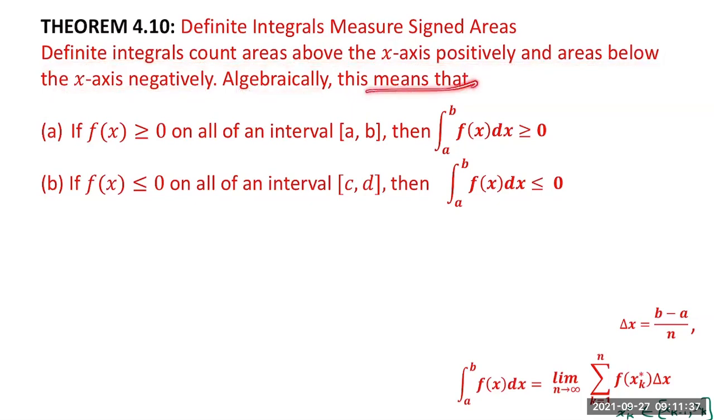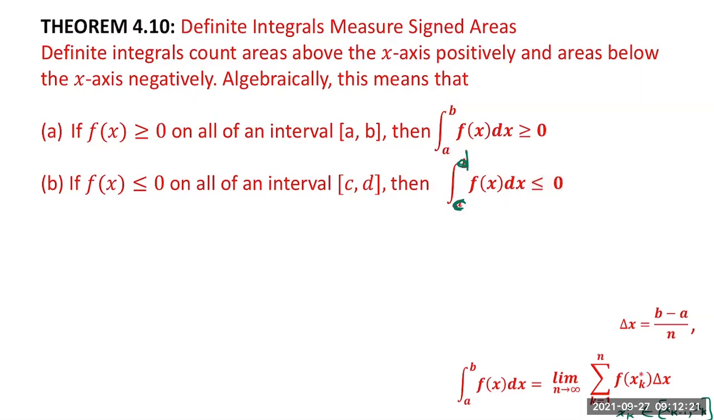Algebraically, this means that if f of x is greater than or equal to 0 on an interval a comma b, then the definite integral of f of x from a to b is always greater than or equal to 0. And if f of x is less than or equal to 0 on a given interval c comma d, then the definite integral, this bound should be, this is c actually, this is d. If your function f of x is less than or equal to 0 on an interval c comma d, then the definite integral of f of x from c to d is always less than or equal to 0.